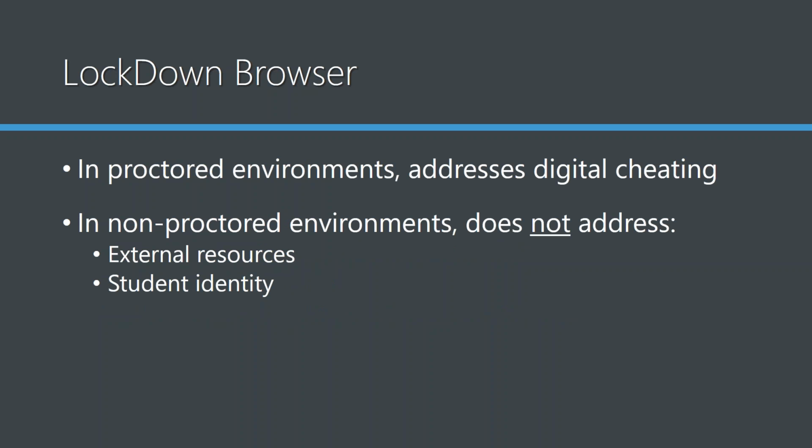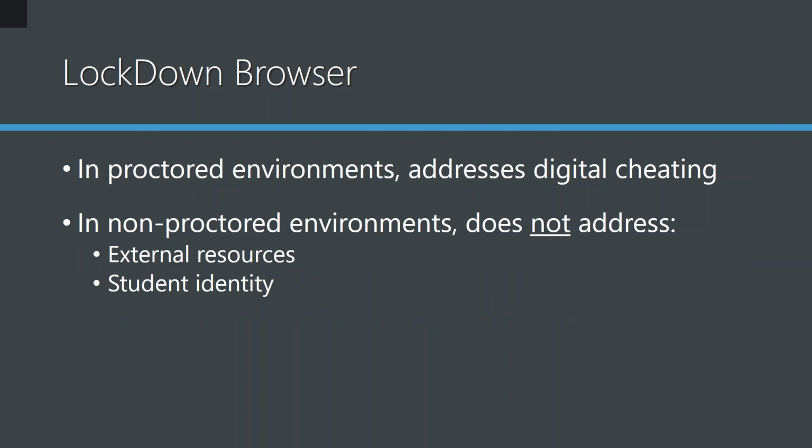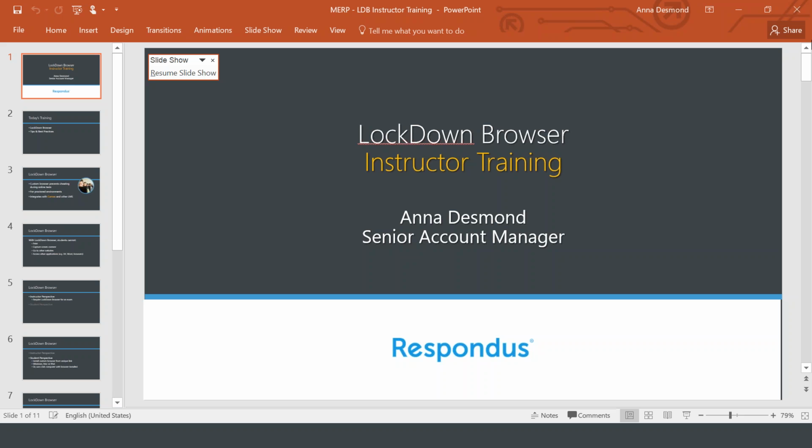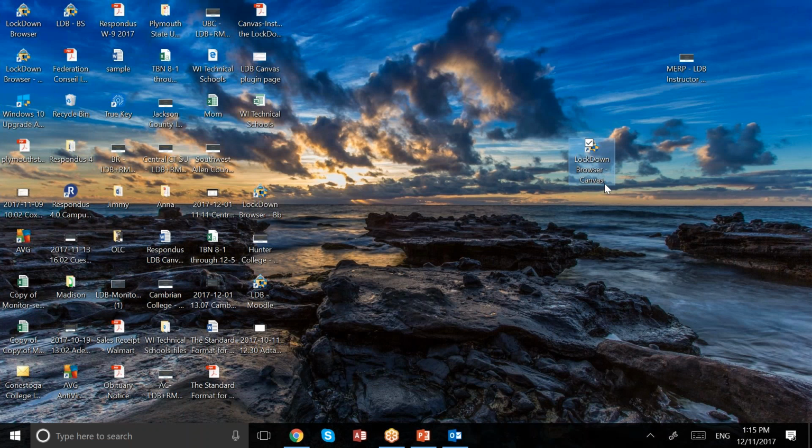Now, I do want to show you, if a student is taking an assessment, how they would actually be launching that assessment. So as you can see here, I have an icon sitting on my desktop. It's in the shape of a lock, and I've titled mine LockDown Browser for Canvas. I have multiple icons here sitting on my desktop, so this is just my naming convention. Yours might simply say LockDown Browser.